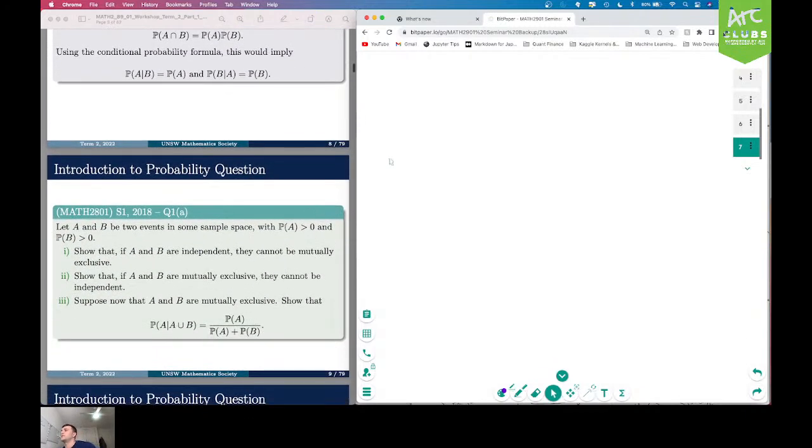So here's a question that sort of combines this all together. So what we have to do is let A and B be two events in some sample space with positive probability. So just notice there the probability of A is greater than 0 and the probability of B is greater than 0 as well. So what we have to show is that if A and B are independent, they cannot be mutually exclusive. Cool.